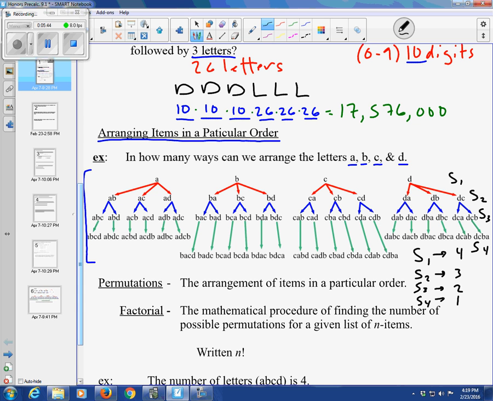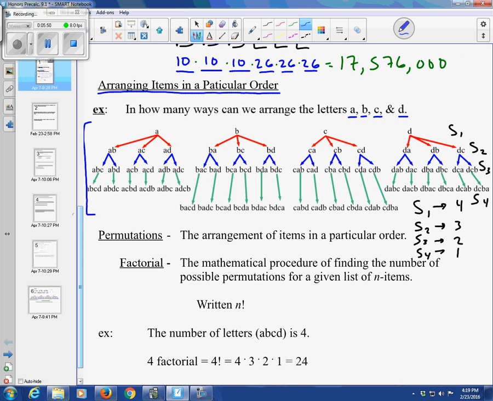And we're seeing the multiplication here with our tree diagram, right? So right here, if we set this up with the multiplication principle of counting, we would say here that our process would be 4 ways for the first letter to be selected, times 3 ways for the second letter to be selected, times 2 ways for the third letter to be selected, times 1 way for that last letter to be selected, which gives us 24 possible different ways of arranging those 4 letters. And we're seeing that right here. Now, all of these different possible arrangements we call permutations. Now, permutation is the arrangement of items in a particular order, right?